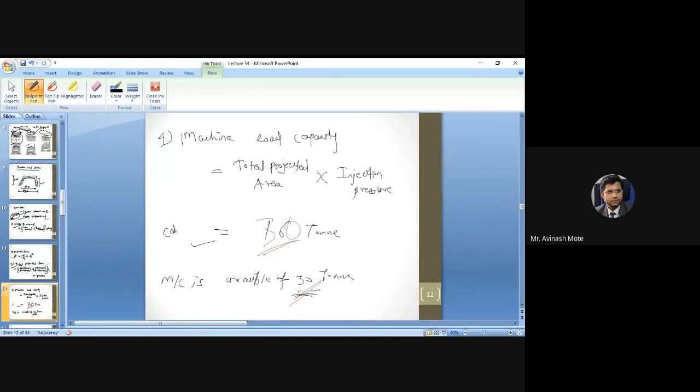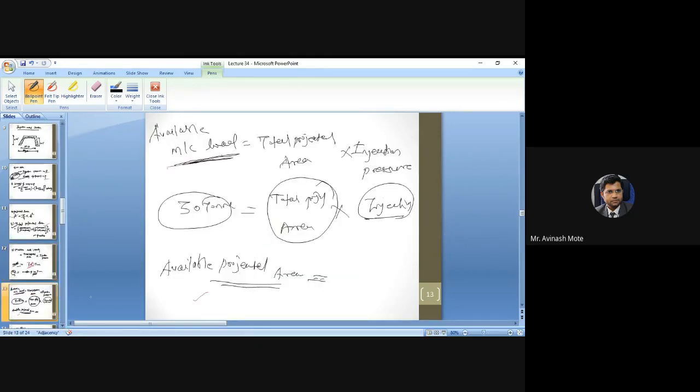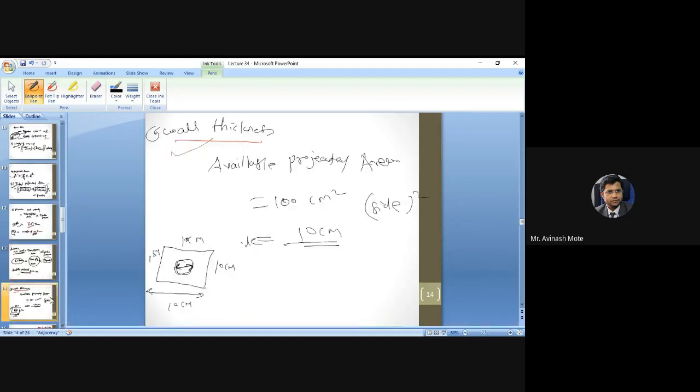Now, based on the total projected area, we will get a calculated machine load capacity. Apart from that, we will have the available machine load capacity. So again, we have to do reverse engineering: based on the available load capacity, we calculate the total projected area, because injection pressure is going to be fixed. And once we get the total projected area, based on that we will calculate the last parameter, that is the wall thickness of the mold.